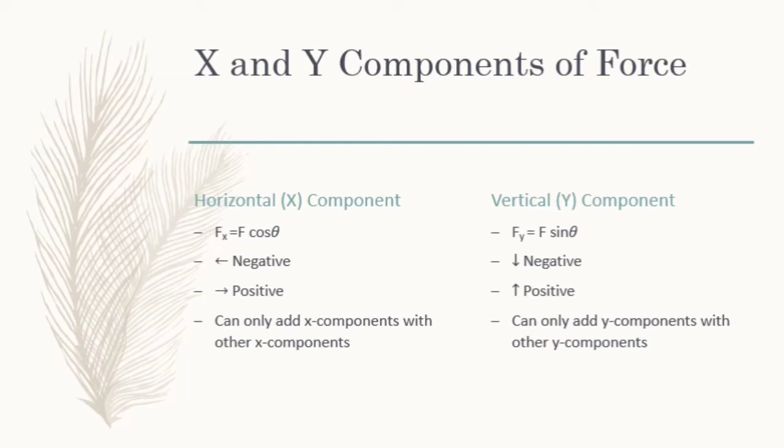When we're talking about the x direction, we're talking about left and right, where left is negative and right is positive. You can only add x components with other x components. If something is being pulled across the floor, or is just moving horizontally in general, that means that your vertical components have basically canceled each other out, usually with a normal force or something like that.